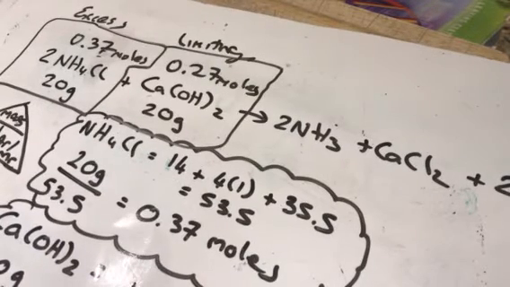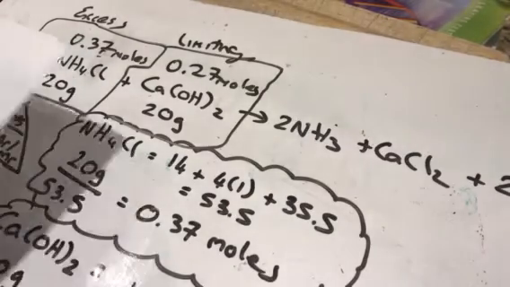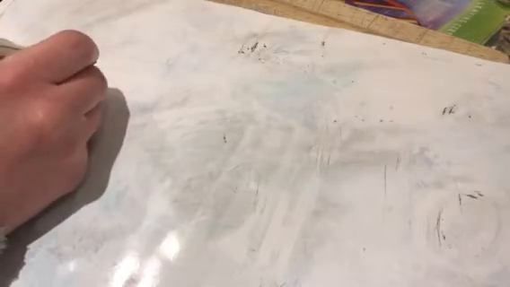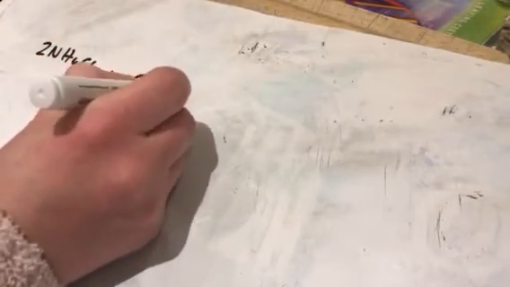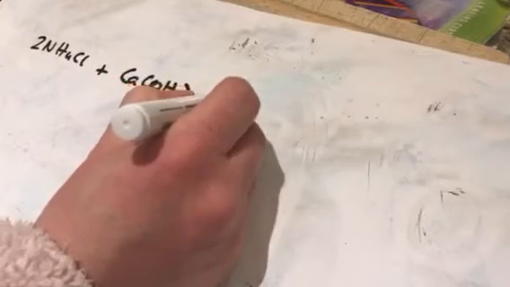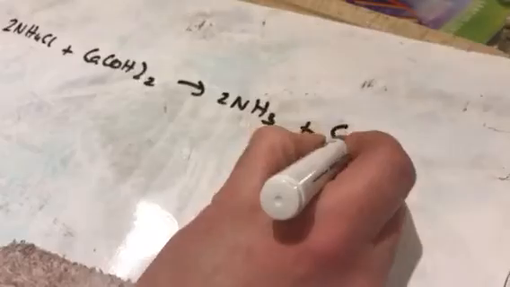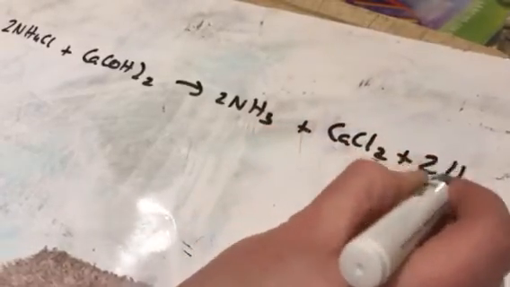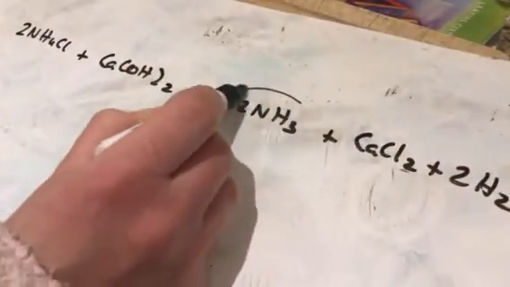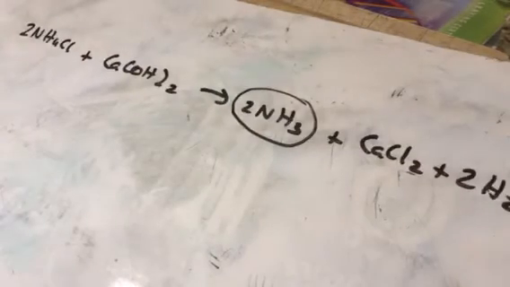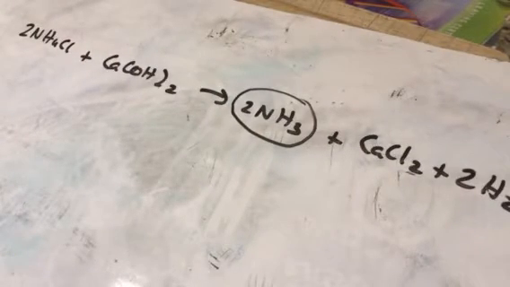Okay, so let's move on to the next part of the question, which was working out our theoretical yield. Grab another whiteboard and let's write down our equation again. So it's going to be 2NH4Cl plus Ca(OH)2 arrow 2NH3 plus CaCl2 plus 2H2O. Now we're being asked to work out our theoretical yield of 2NH3, our ammonia there.